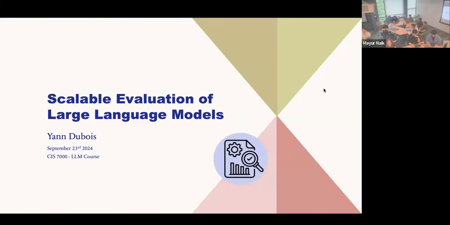He's a final year PhD candidate at Stanford University in computer science, co-advised by Percy Yang and Katsuo Hashimoto. His research focuses on improving the effectiveness of AI when resources are scarce. And more recently, he has been part of the Alpaca team working on training and evaluating language models more efficiently using other LLMs. And that is what his talk is going to be about. Welcome, Yann, and I'll hand it over to you.